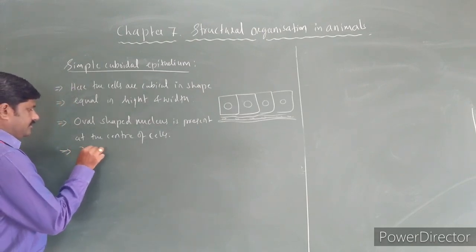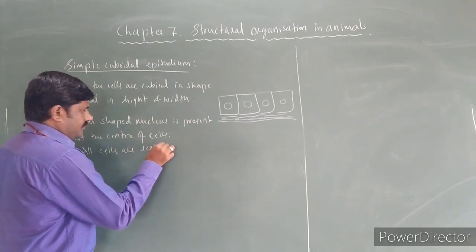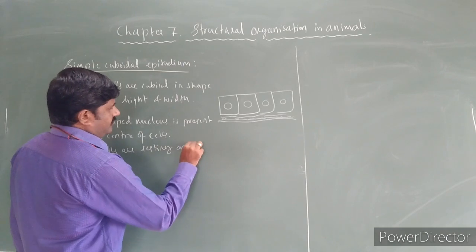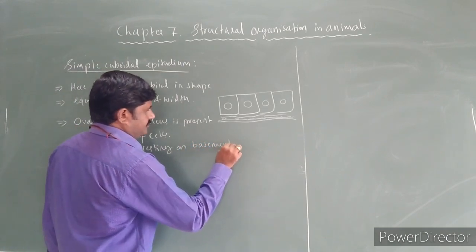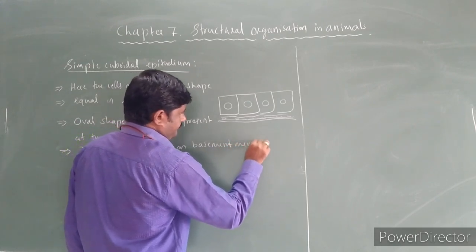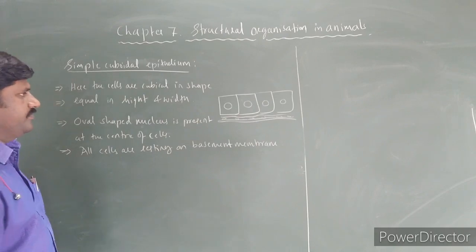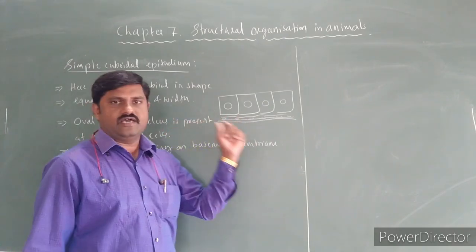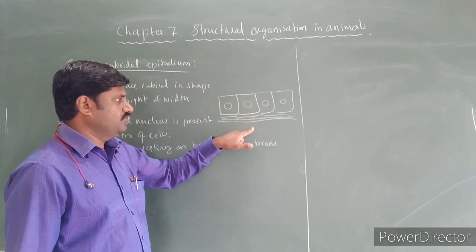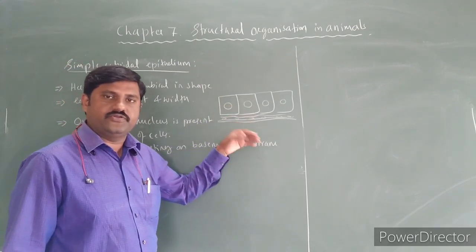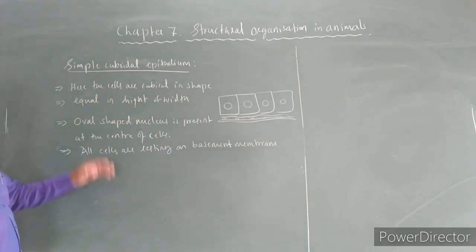And all cells are resting on the basement membrane. It is a non-cellular fibrous structure which separates the epithelium tissue from the underlying connective tissue or some of the tissues itself, right? So this is the unique nature of this one.